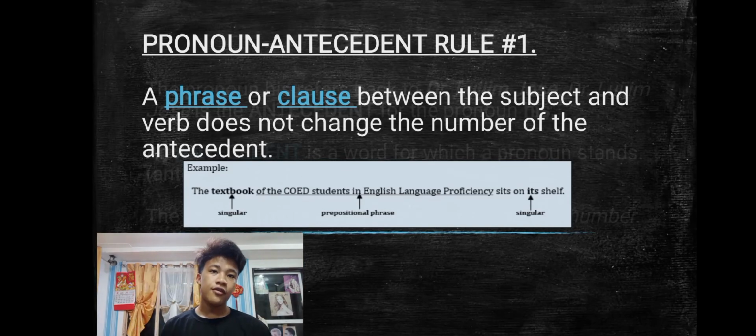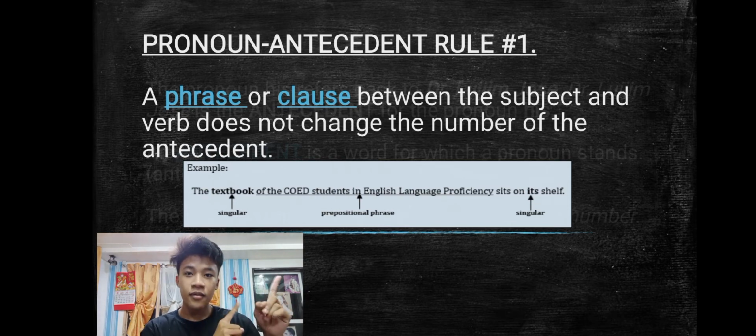So, these are the rules of pronoun antecedent agreement. Rule number 1: a phrase or a clause between the subject and verb does not change the number of the antecedent. The example is: The textbook of the co-ed students in English language proficiency sits on its shelves. The highlighted text is the textbook, which is singular, and the underlined part is the prepositional phrase. Another singular is its.